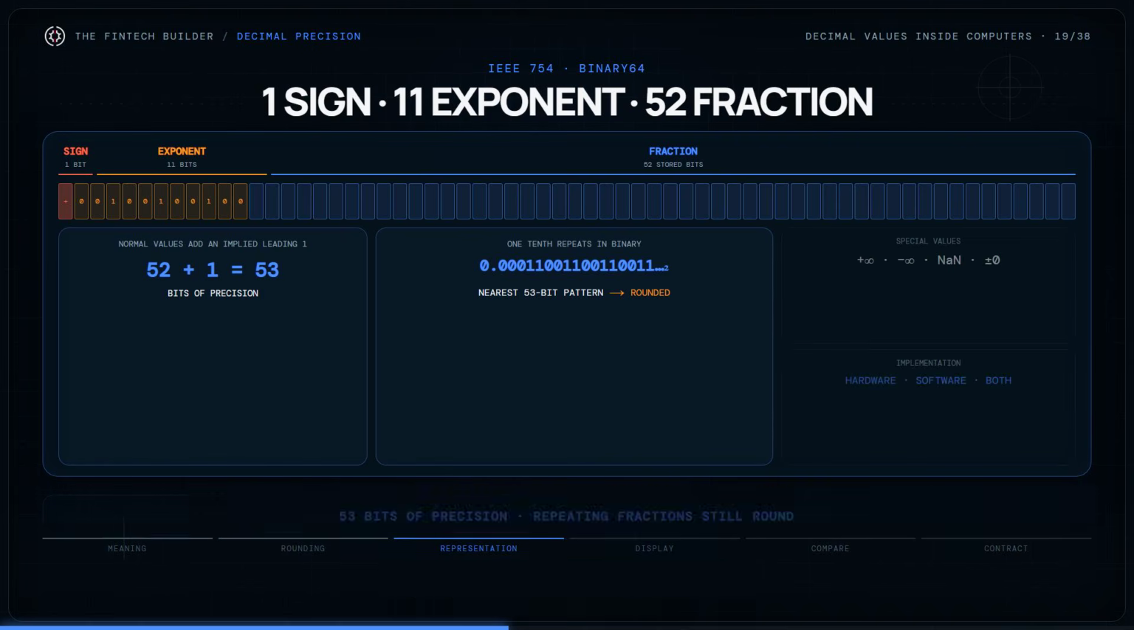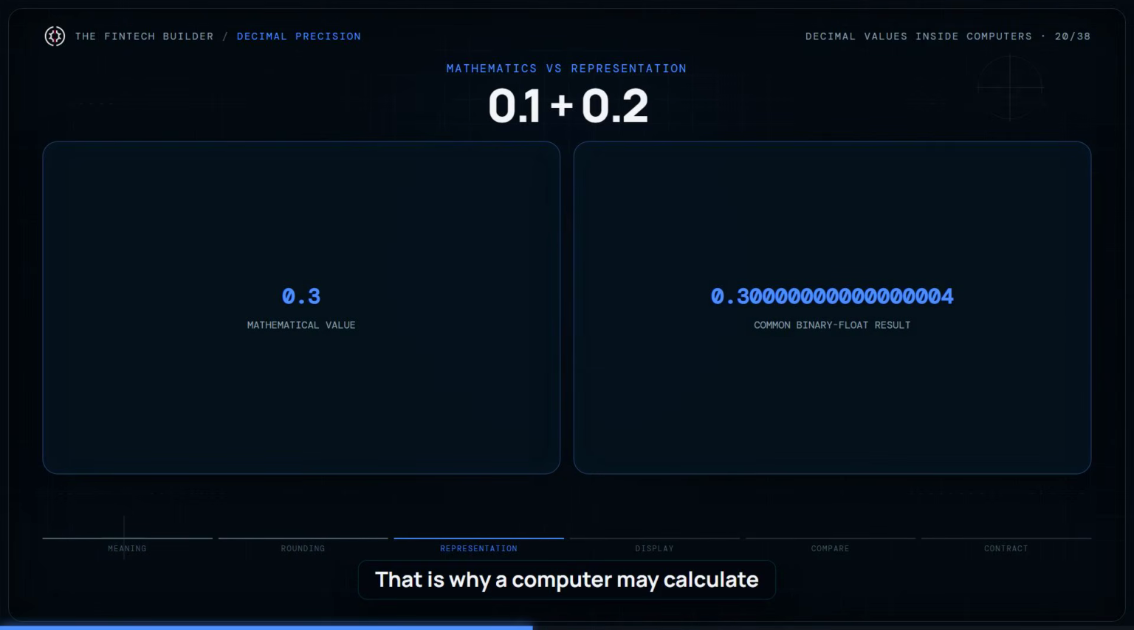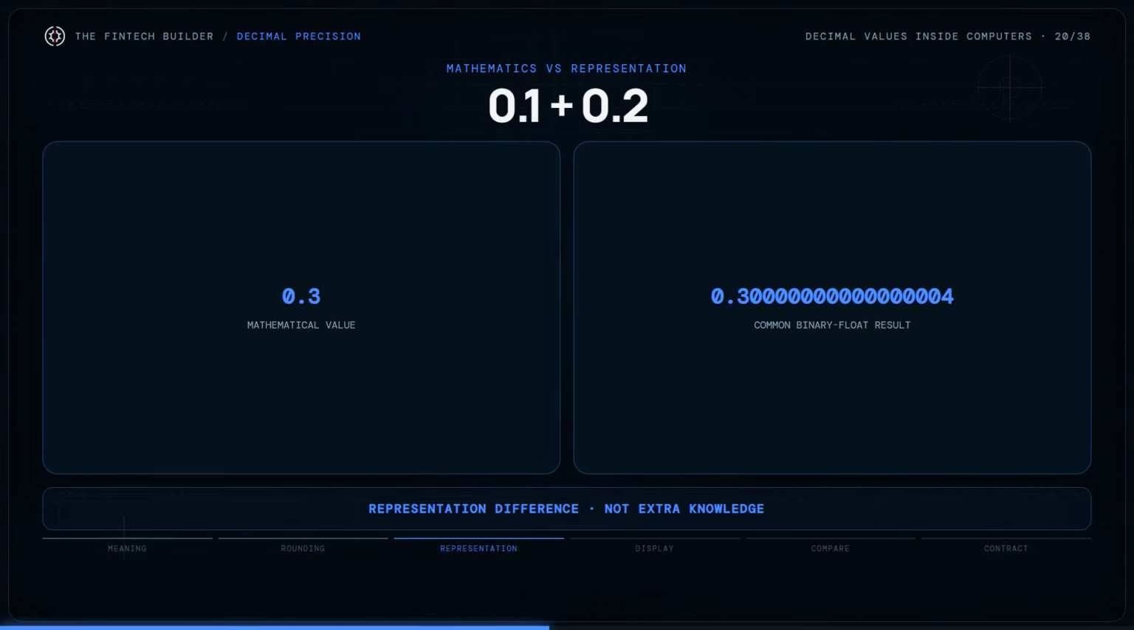IEEE 754 also defines arithmetic rounding and special values such as positive and negative infinity and not a number. An implementation can use hardware, software, or both. The standard makes the behavior portable, but it cannot make an endlessly repeating binary fraction exact. That is why a computer may calculate 0.1 plus 0.2 and internally produce something like 0.3, followed by 15 zeros and then 4. The computer has not suddenly discovered a more precise financial value. The extra digits reveal a tiny representation difference created by approximating decimal fractions in binary.